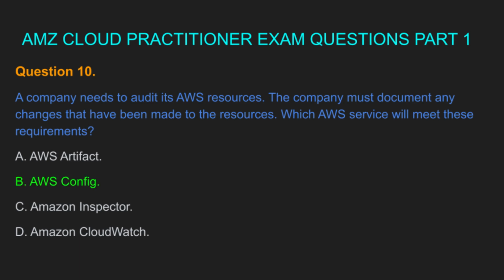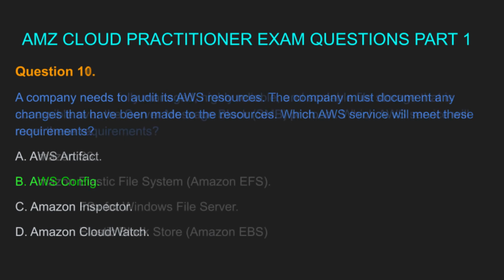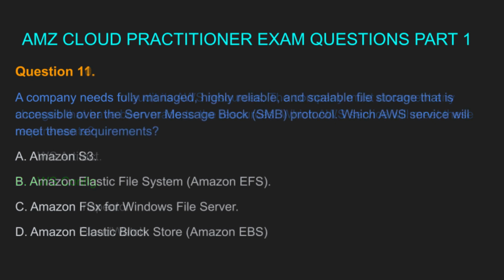The answer is B. AWS Config, which is a service that allows you to track changes made to your AWS resources and to determine the current configuration of your resources. It provides an inventory of your resources, and it continuously monitors and records configuration changes made to these resources.